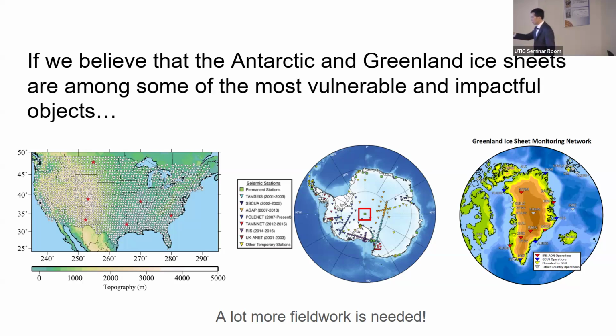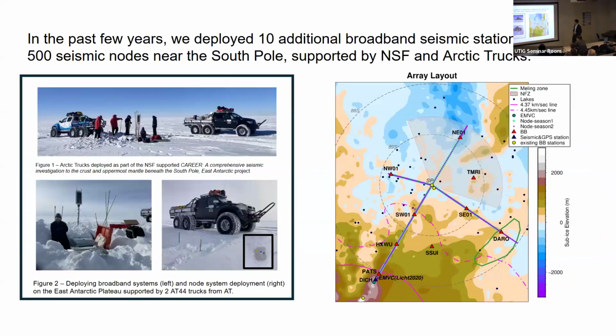But if we believe those places are where we want to move forward, we need an array like this to be deployed in Antarctica and Greenland. We were doing a little bit of work. Last year and the season before, we went to South Pole, put out 9 to 10 broadband stations. Those are stations similar to the US array. And also hundreds of the nodes, we begin to densify the observation in Antarctica.